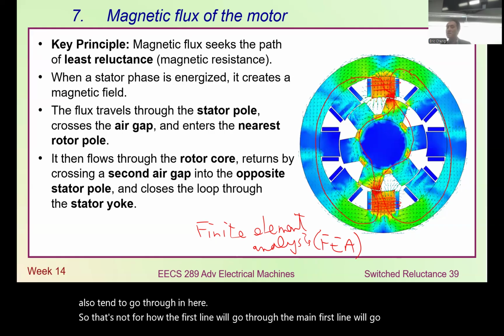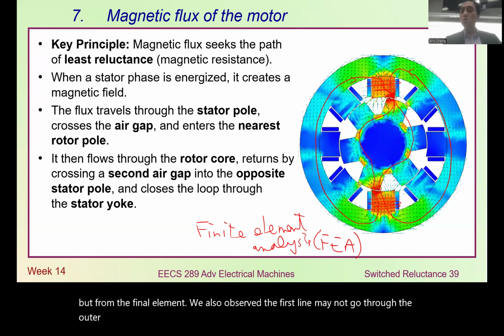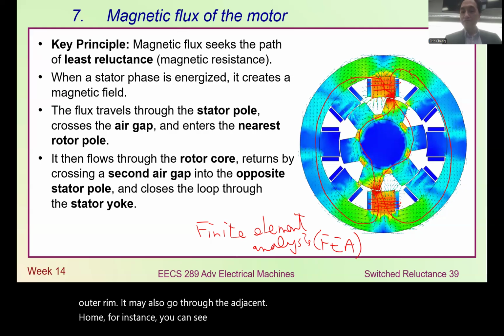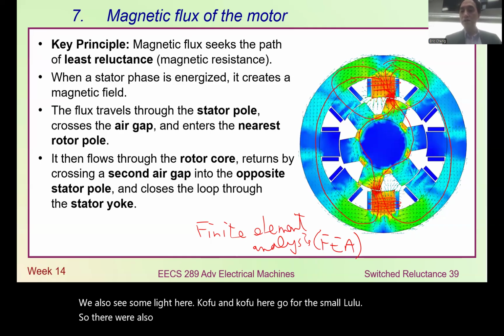But from the finite element analysis, we also observe that the flux lines may not go through the outer rim. They may also go through the adjacent pole. For instance, you can see that in here. We also see some lines here go through and go through here, through a smaller loop. So there will also be some small loops going through here.